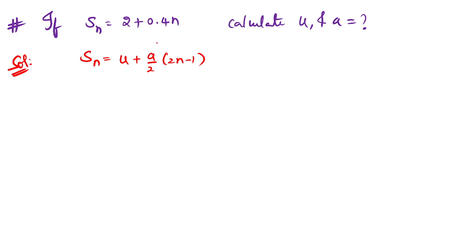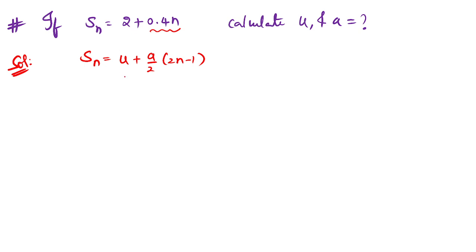Now here we have 0.4n, and here we have a by 2 into (2n minus 1). So what will you do? We will change this equation according to that. We know already u is equal to 2. Initial velocity is 2 meter per second. Just comparison and writing the answer.